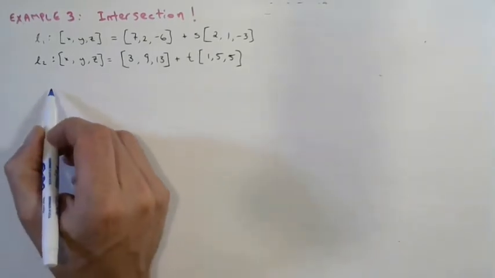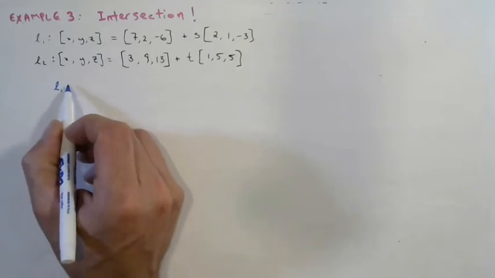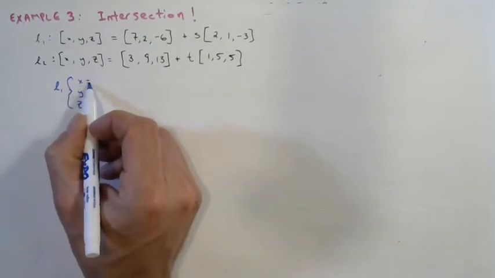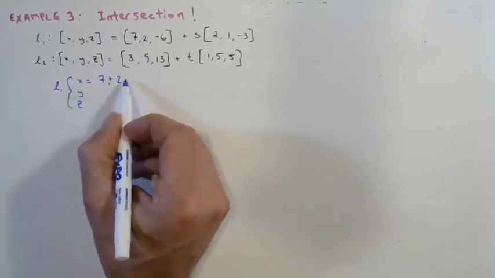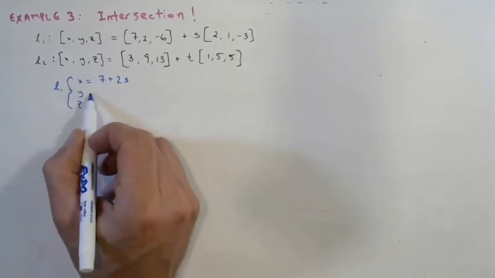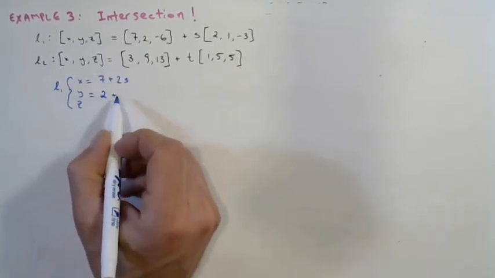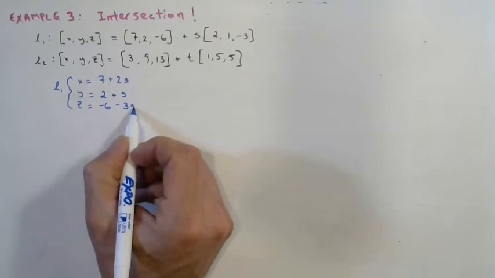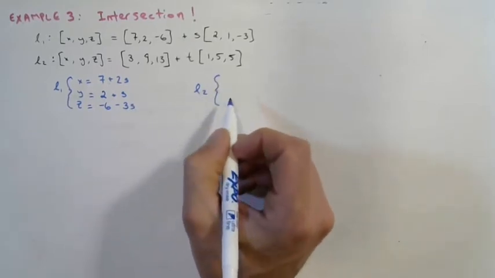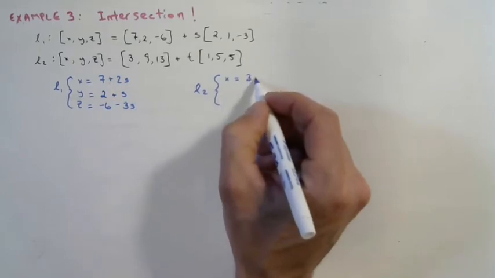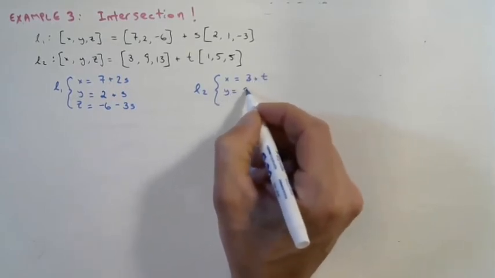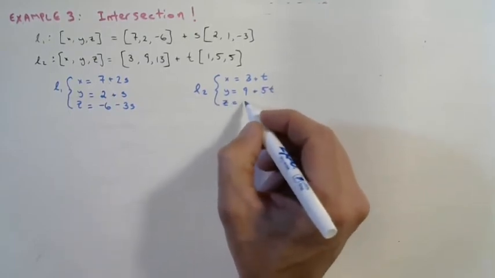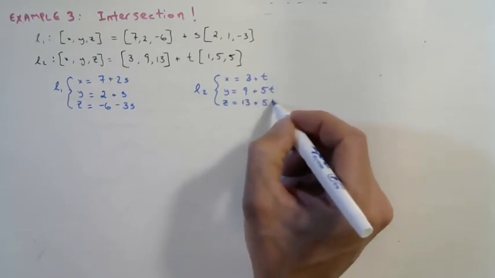So I'm going to write these each in parametric form. L1: x is equal to 7 plus 2s, y is equal to 2 plus s, and z is equal to negative 6 minus 3s. In L2, we've got x equals 3 plus t, y equals 9 plus 5t, z equals 13 plus 5t.